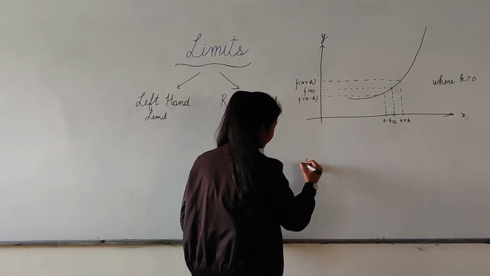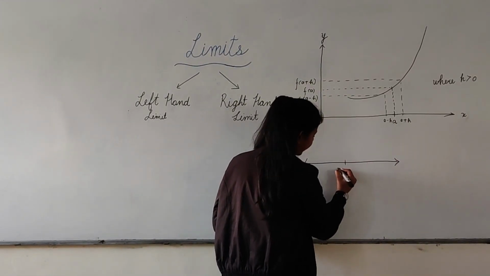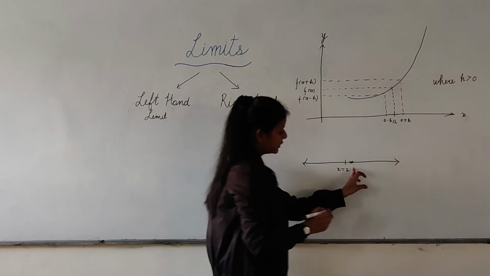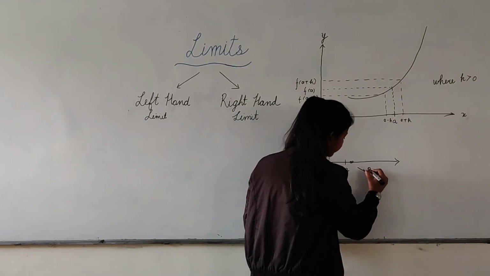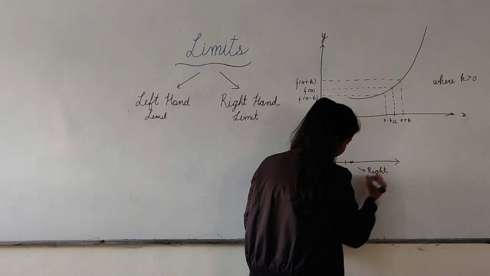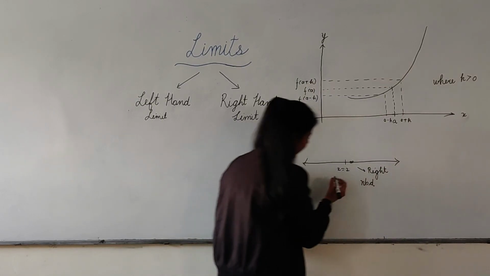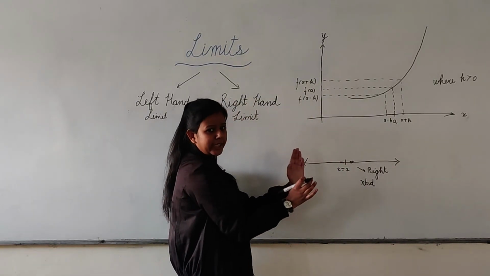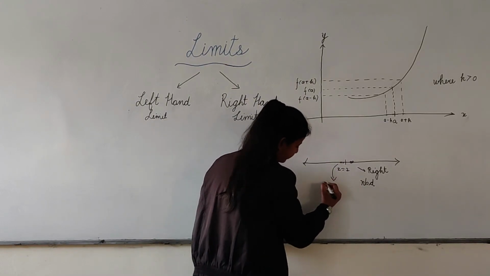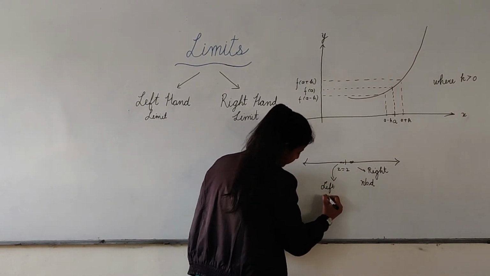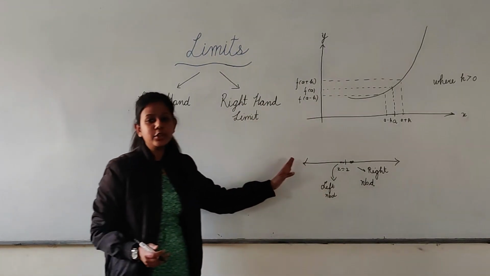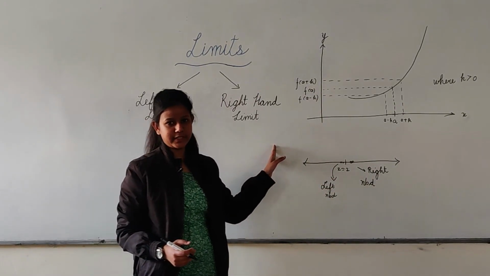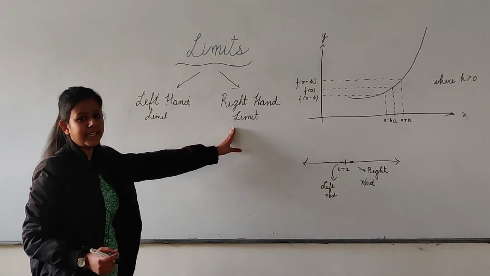Let's see, we draw the real line here at x equals to 2. This neighborhood at 2.0001 will be called the right neighborhood, and the left neighborhood, where x will be approaching 2, that is 1.999, we have the left neighborhood. Since we have the two neighborhoods, left neighborhood and right neighborhood, we have two types of limits, that are left hand limit and right hand limit.